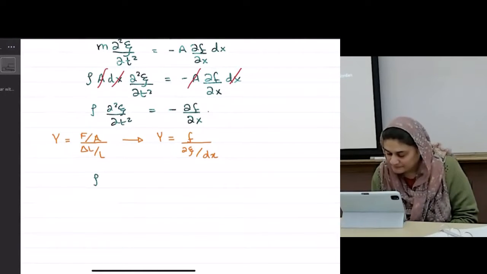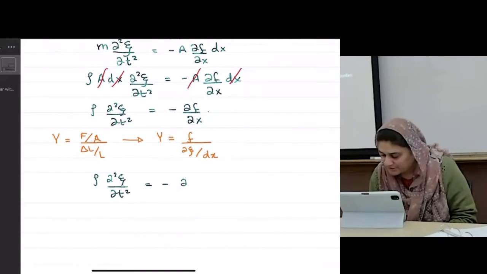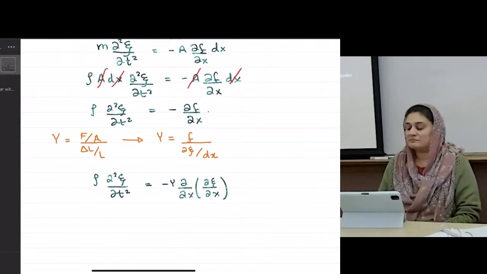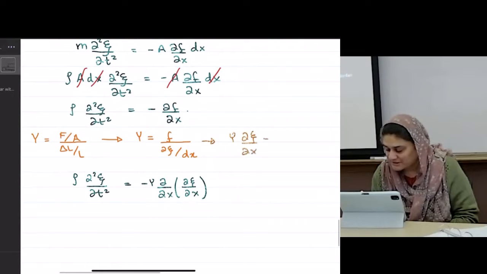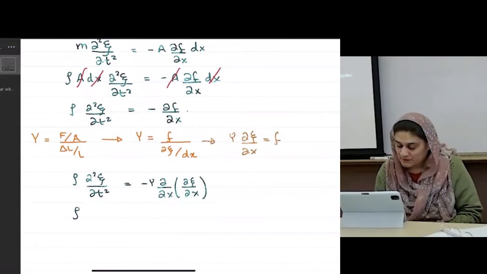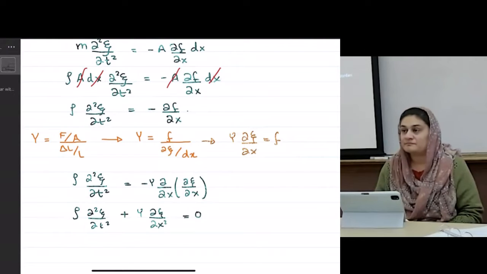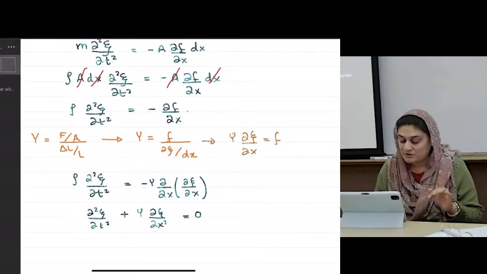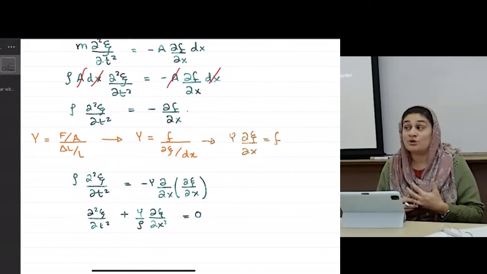What will I get? Rho partial squared epsilon over partial t squared equals minus partial over partial x of Y partial epsilon over partial x. Y comes out. I can do that if I just write this as Y partial squared epsilon over partial x squared. Can I do that? And what will this become? Rho partial squared epsilon over partial t squared plus Y partial squared epsilon over partial x squared equals 0. You should do this in another step. May I also write this as over rho? Any objections? Now this is a second order partial differential equation.